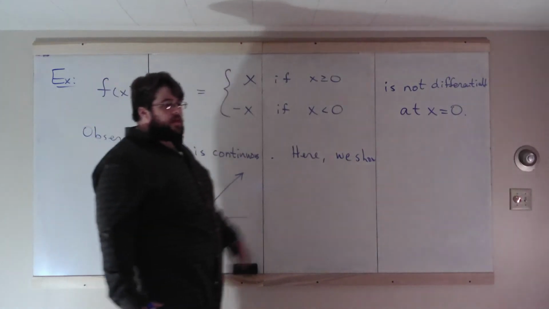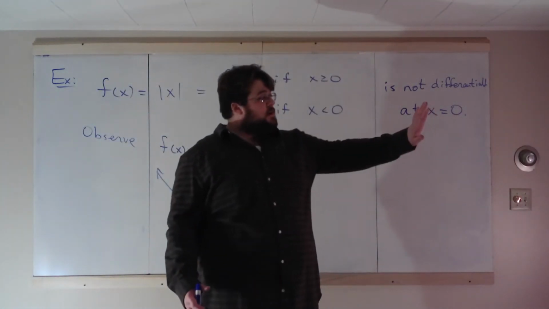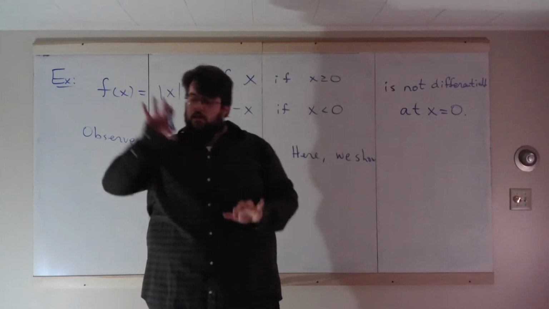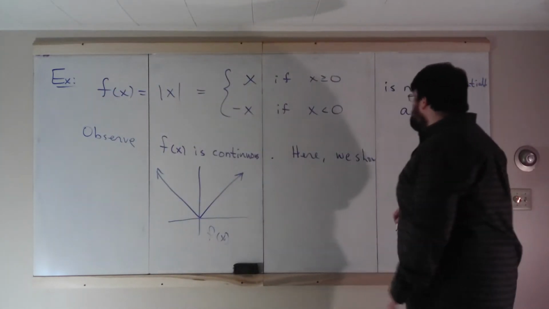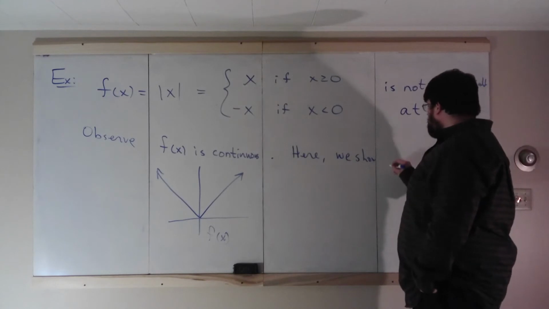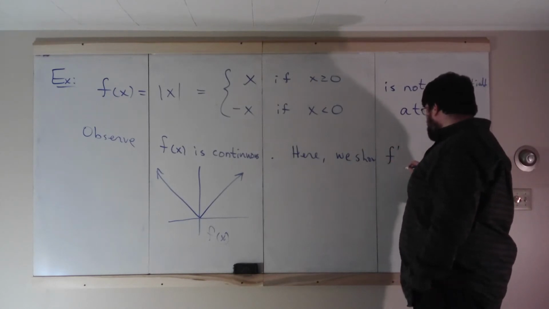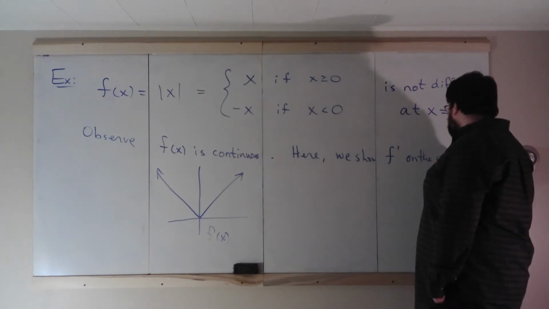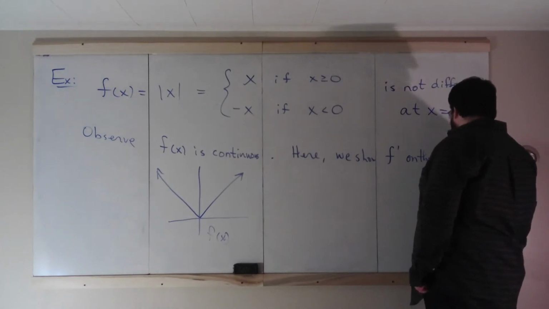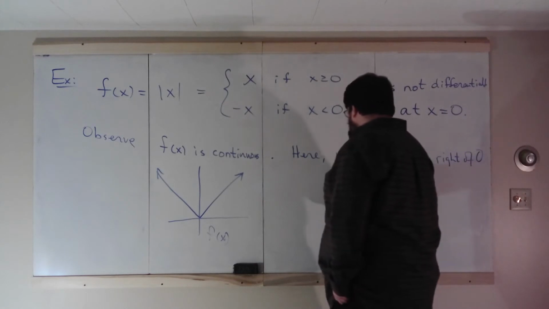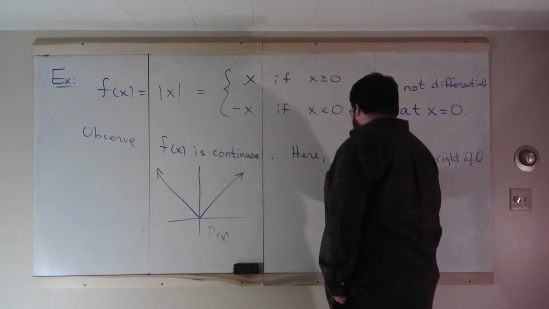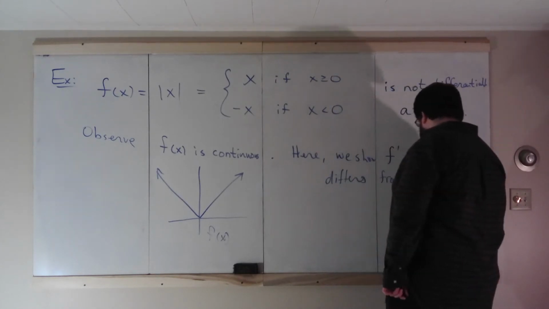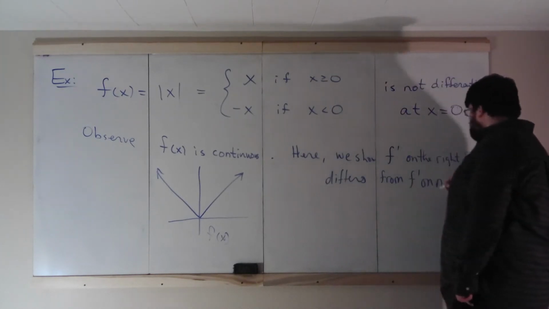We're going to show that the derivative on the right of 0 is different than the derivative on the left of 0. So I'll say, how do I say this? Here we'll show f prime on the right of 0 differs from f prime on the left of 0.